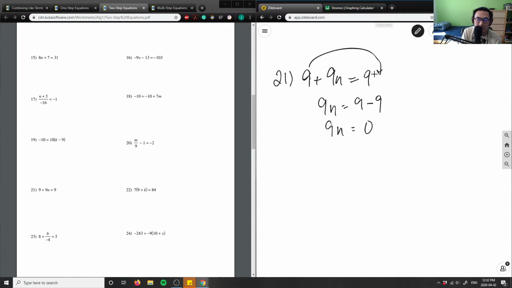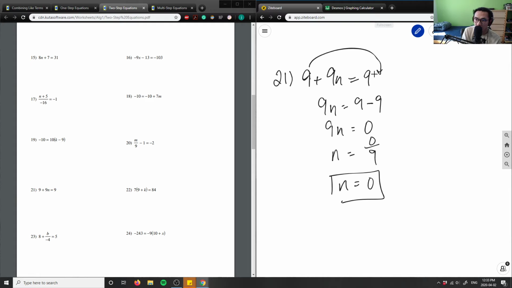And then now I'm going to have to think about, okay, how do I get rid of this 9 here? It's multiplying by 9, which means I need to divide both sides by 9, right? So my left side is left with n, and 0 divided by 9 is 0, right? So n equals 0 is my answer.